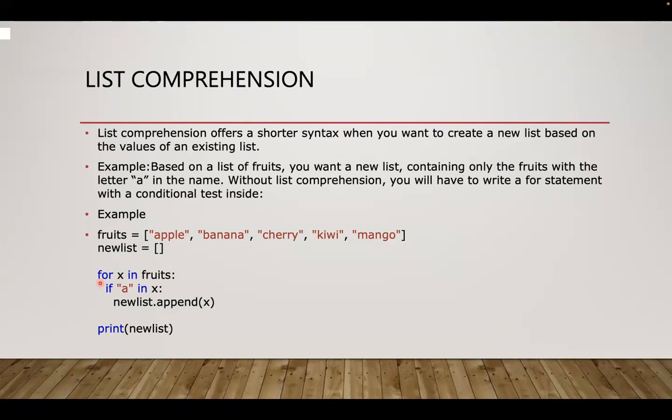So you say for X in fruits, if A is in X, new list append X. So you want to have a new list that you want to append X to. The new list did not have anything before, but now when you say that, it's going to fill with all the items from the fruit list which have the letter A. Then you want to print it and save.